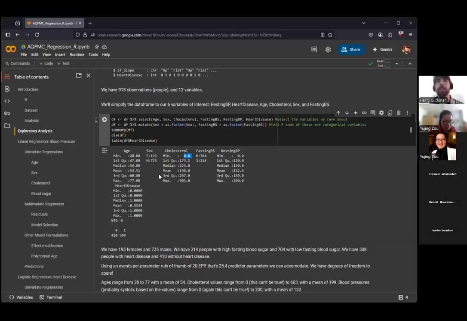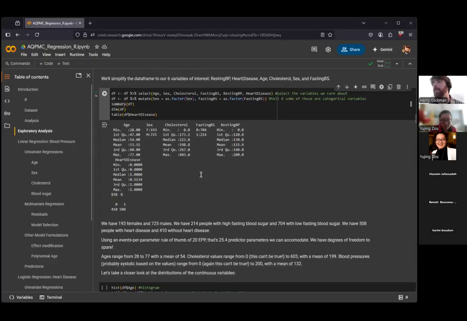So doing this kind of work to make sure that your data set makes sense is essential. And here there's something not making sense, so we'll have to dig into that. 214 of the people have a high fasting blood sugar. Our blood pressures range from 0 to 200. And again, 0 blood pressure is not possible. So this data set has something going on where there's people with zeros here that clearly don't actually have the value 0. So we'll have to dig into that.